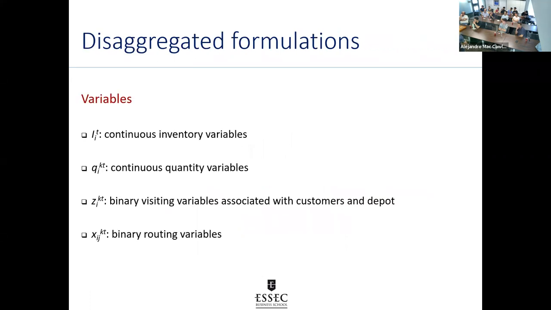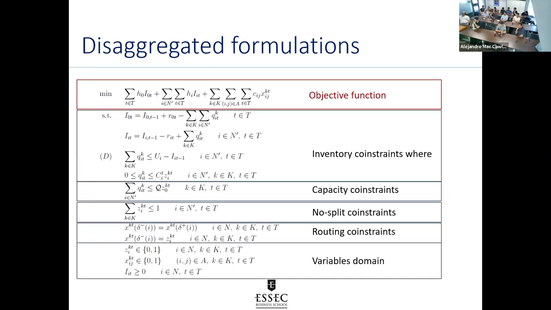And finally, what we did was analyzing what happens if we consider the disaggregated formulation. So let's consider now the case in which we introduce the vehicle index, the index that tells you which vehicle is doing what. You need to know which vehicle is traversing a route and which vehicle is delivering the quantity to a customer. So we introduce the vehicle index in the quantity variables, in the route variables, the x variables, so in q, in x, and in z, the binary variables, so that we know which vehicle is visiting each customer. This way we obtain the disaggregated formulation.